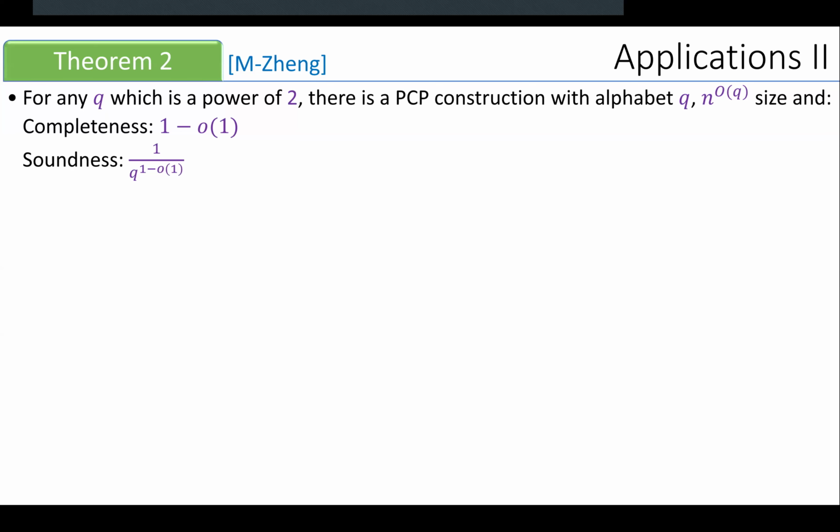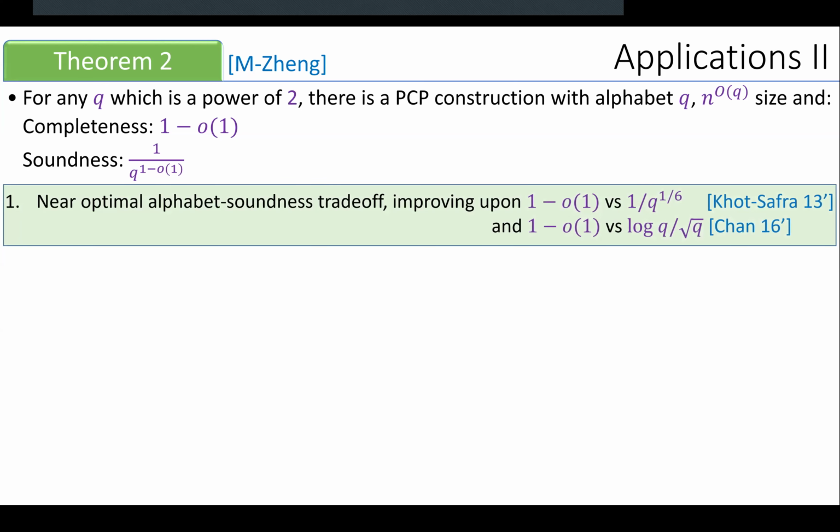Now there are applications of the second result, which tells you about the PCP completeness versus soundness trade-off. First, this is an improvement of previous results. Earlier, the best known was 1 versus 1 over square root of Q. And later on, a very nice result got 1 versus almost 1 over 4Q. And we get it all the way close to the optimal thing, the best possible soundness.